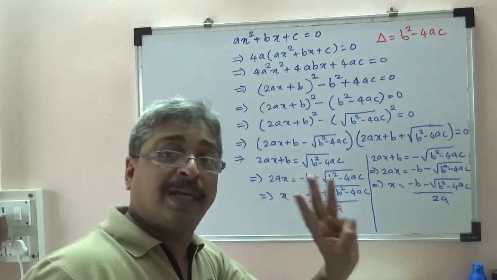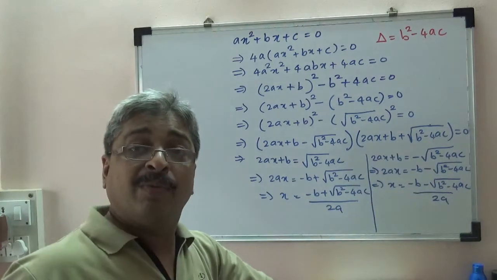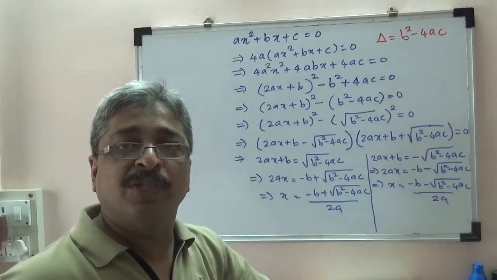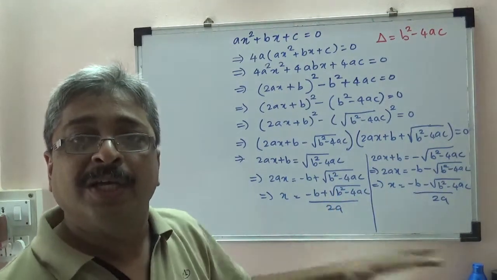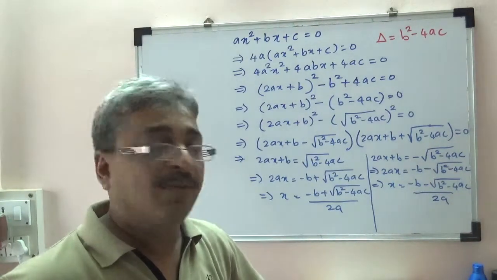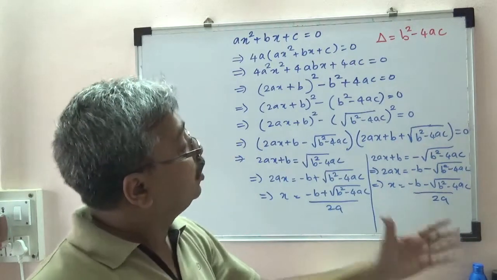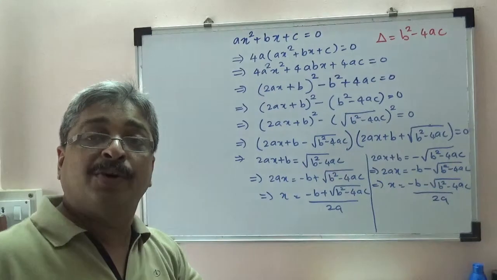And if b square minus 4ac, the third case, is less than 0, then we are in trouble. We will not get any value of x which is real, because the square root of a negative quantity is not defined in real numbers. We need to learn complex numbers for finding out the roots of them. So this is what is important, that b square minus 4ac will decide your roots.